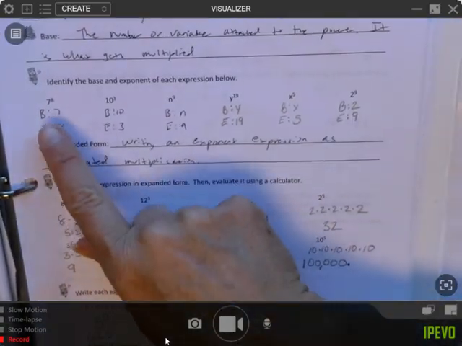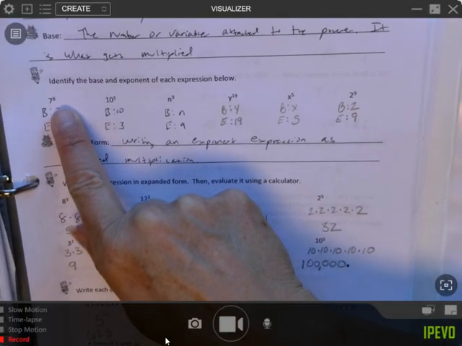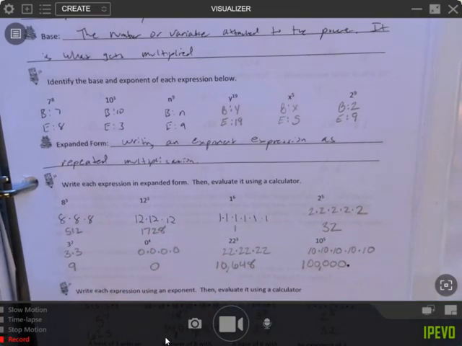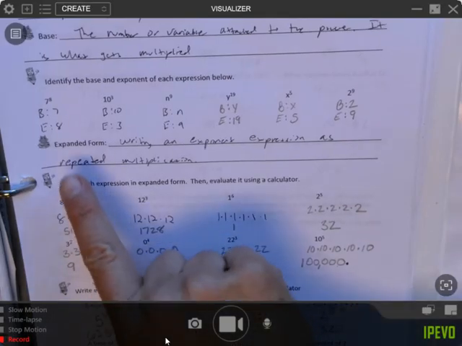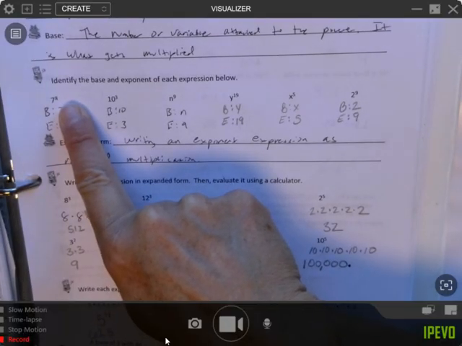When we are looking at those exponents, it is not 7 times 8. It's 7 times 7 times 7 times 7 times 7 times 7 times 7, 7 times, or 8 times, right? So you're only multiplying that base, the big number. The exponent tells us how many times we're going to multiply it by itself.